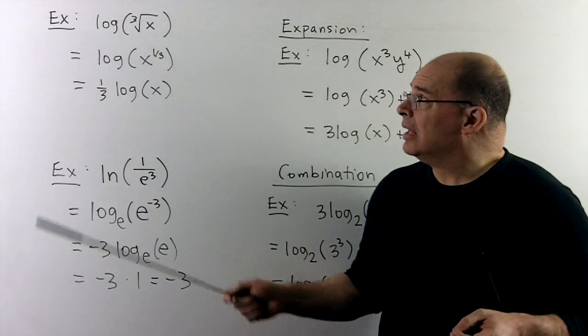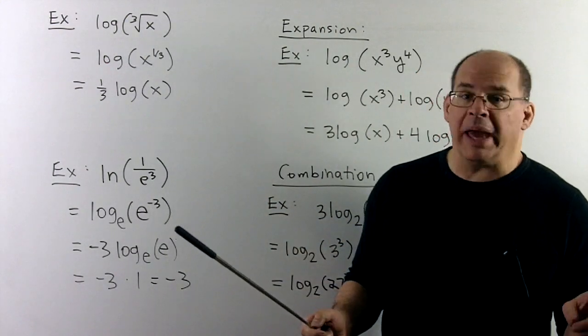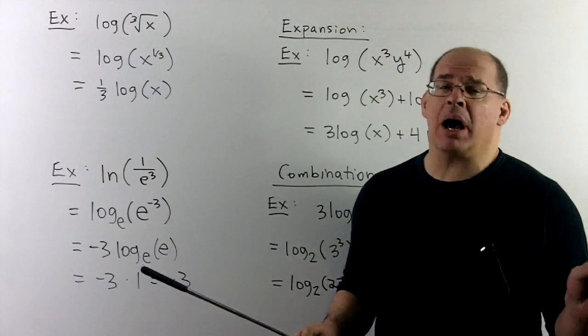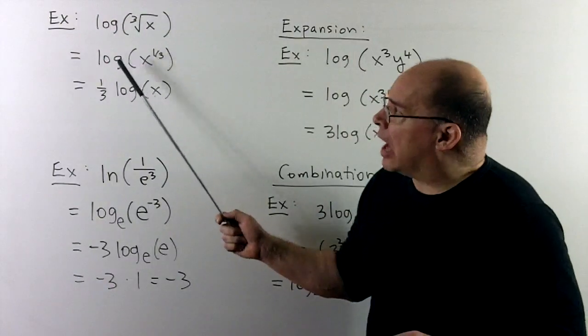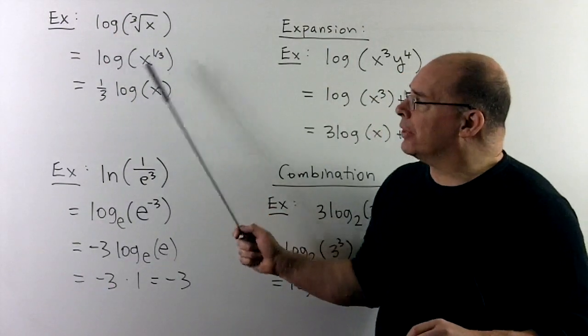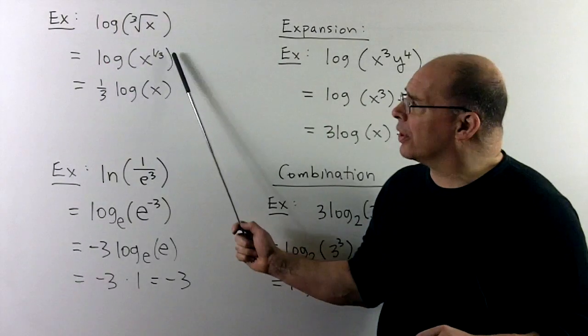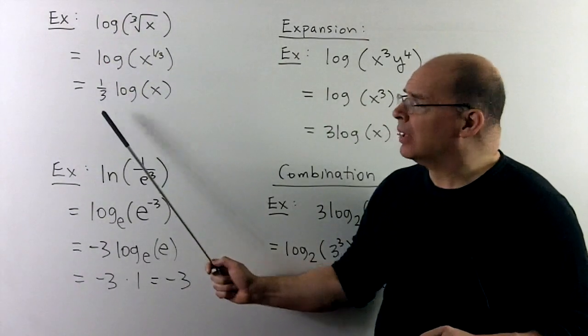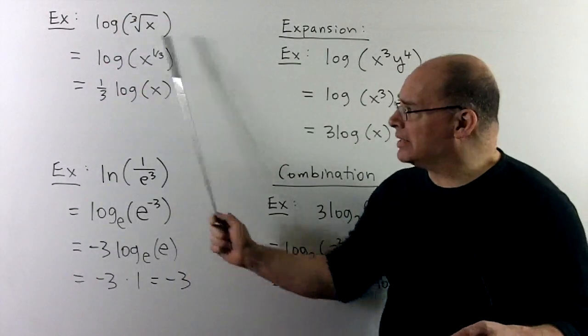Next example, let's try log of cube root of x. Here, there's no base listed, so that's a 10, but we're not going to use it, so we won't put it back in. Now, I can write cube root of x as x to the 1/3, so we have log of x to the 1/3. By the power rule, the 1/3 comes out in front. Then we're left with 1/3 log of x, and that's our answer. We can't take that any further.